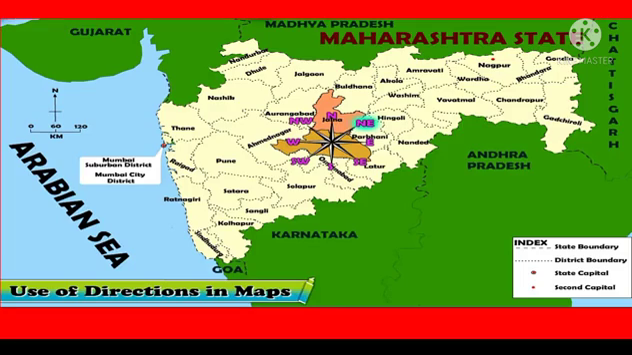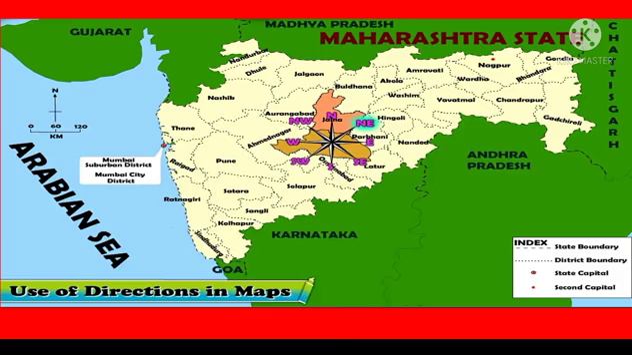Now students, here is a map of Maharashtra state. On the right hand side, an index is given. Okay? In that index, you can see state boundary, district boundary, state capital and second capital. Now students, we will take Beed district as an example and see the directions. Okay?